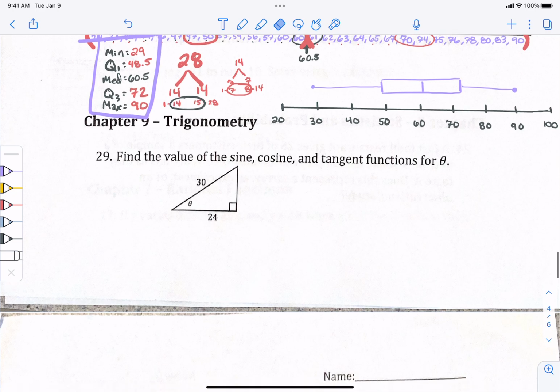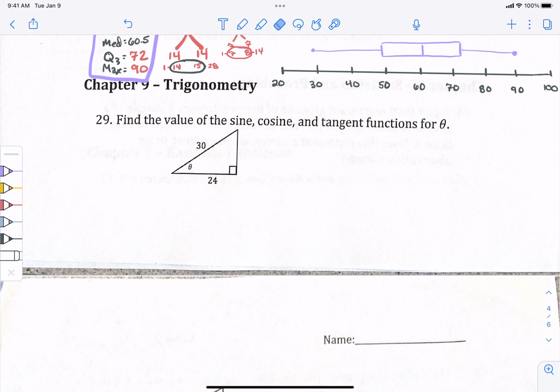We only have, I think, 11 problems today. We're going 29 through the end, starting with the trig section. And so here we go. Find the value of sine, cosine, and tangent functions for theta. So we're going to go sine of theta equals, and we have a fraction, so we're trying to figure out what the fraction is. Cosine theta equals whatever, and then tangent of theta equals.